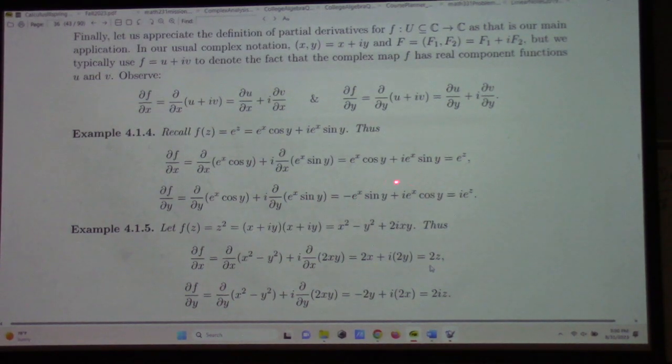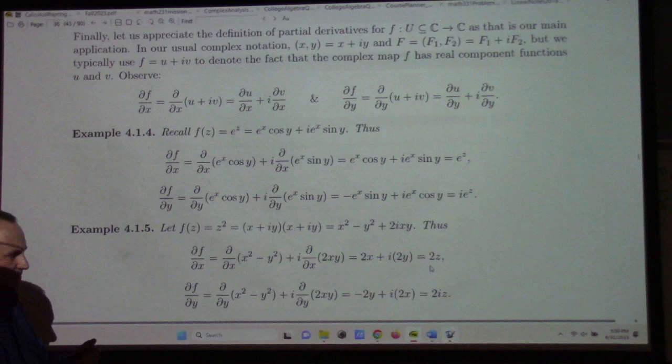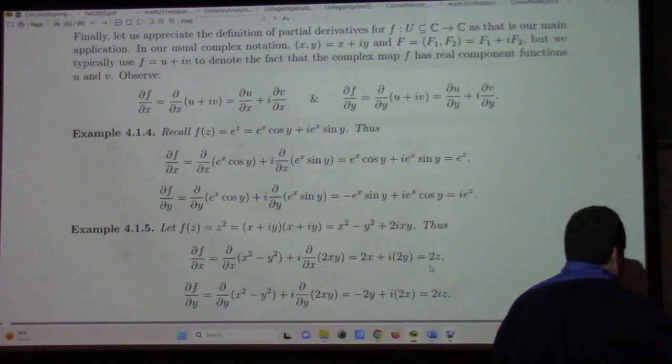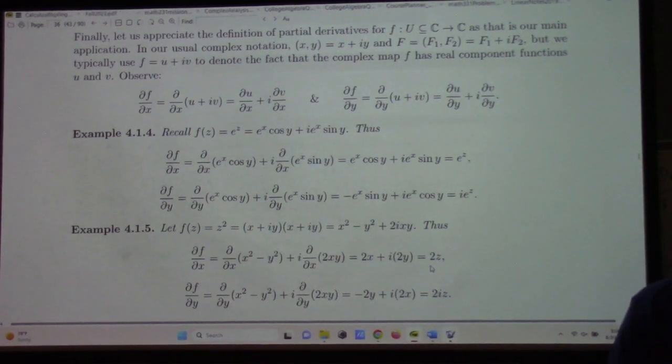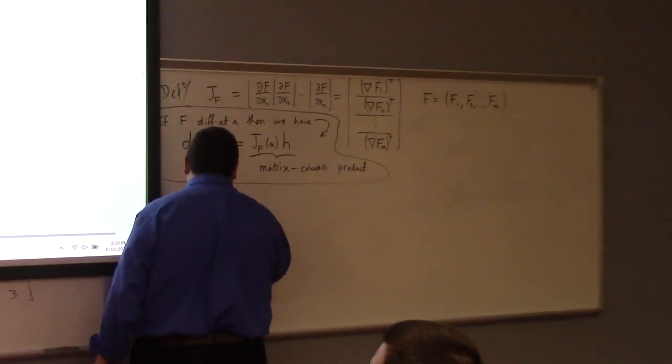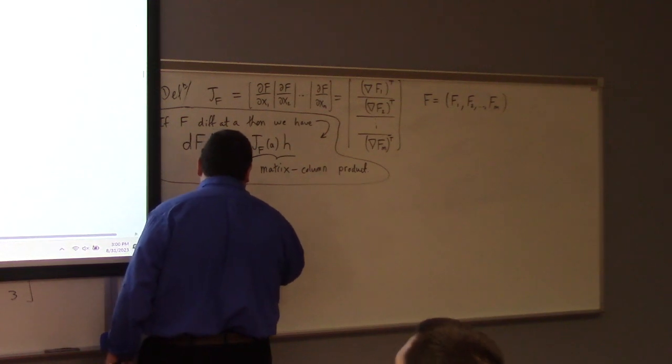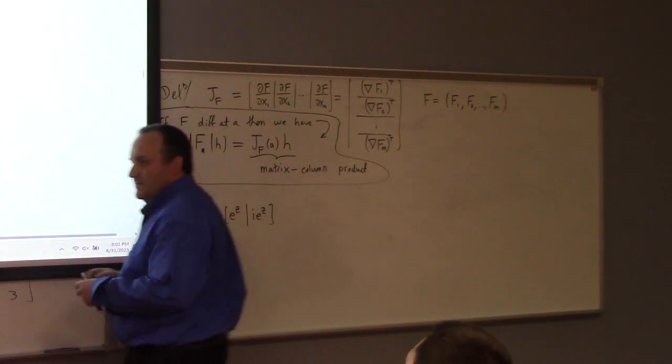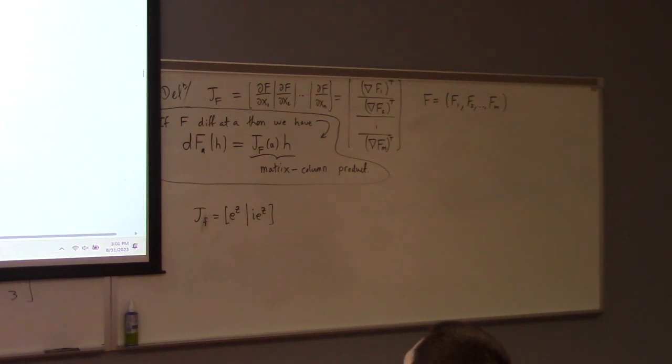And if you tilt your head and squint, you can see that I can factor an i out of this. Notice that this minus becomes an i squared. So this is exactly i e to the z. Let me write that down. The Jacobian for, let's say, little f, my notation, apparently is e to the z and then i e to the z. That's what we just saw. That's an interesting pattern, I think.